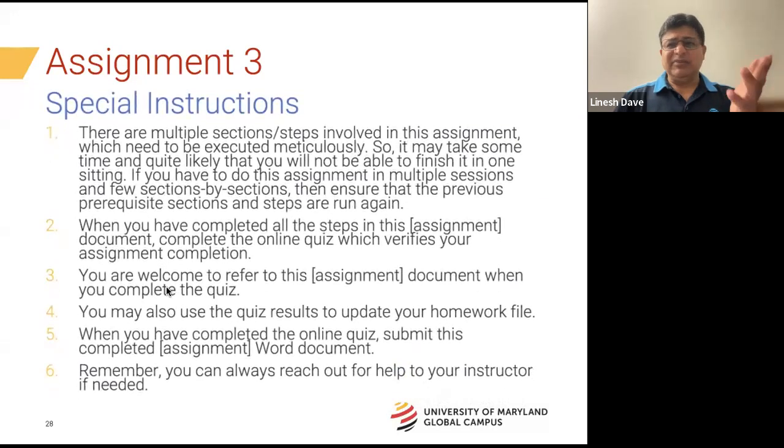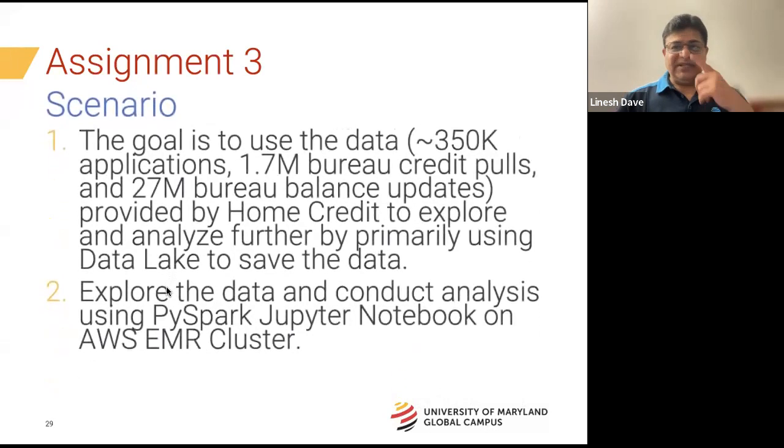Instructions, once again, are very similar to the last assignment, so I'm not going to read through all of these; you know it all. The important part to remember is that the assignment has a quiz, and you can get those answers when you execute that Jupyter notebook. Also remember what is to be submitted: your homework file, basically the assignment file. The goal is to primarily use the same data that you used in the previous assignment and explore it using your PySpark notebook.